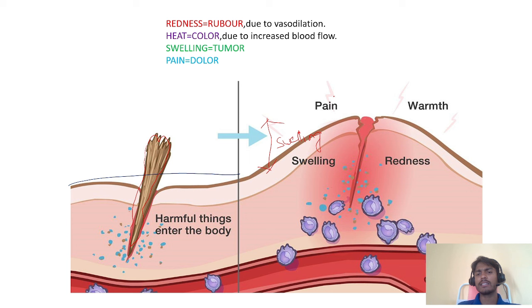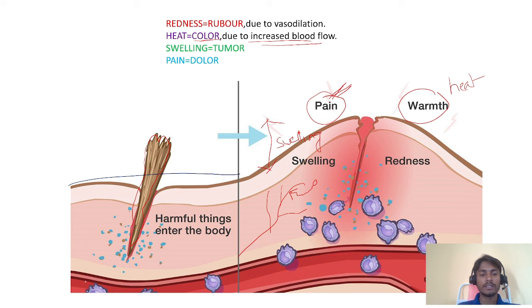In this part, pain is also there. Pain is due to the nerves. When a harmful object enters the body, it releases some chemicals. Those chemicals stimulate the nerves, thereby people feel the pain. Next one is warmth, nothing but heat. Heat we can call calor. This is due to the increased blood flow.